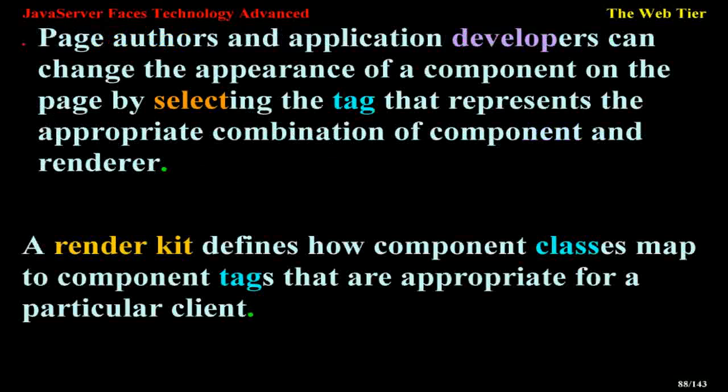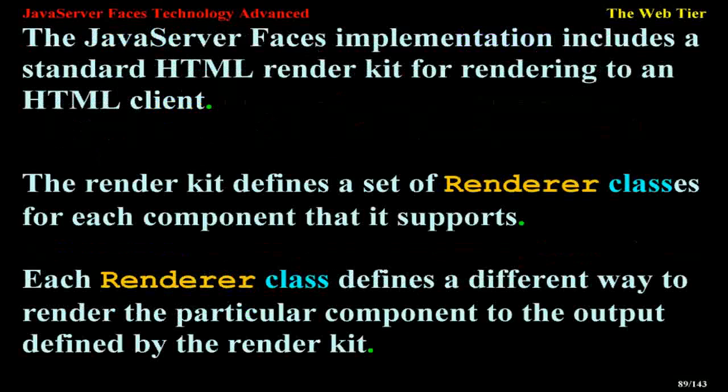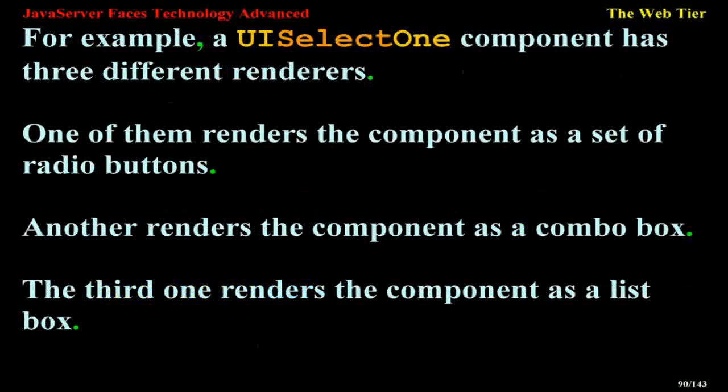A render kit defines how component classes map to component tags that are appropriate for a particular client. The JavaServer Faces implementation includes a standard HTML render kit for rendering to an HTML client. The render kit defines a set of renderer classes for each component that it supports. Each renderer class defines a different way to render the particular component to the output defined by the render kit. For example, a SelectOne component has 3 different renderers. One of them renders the component as a set of radio buttons. Another renders the component as a combo box. The third one renders the component as a list box.